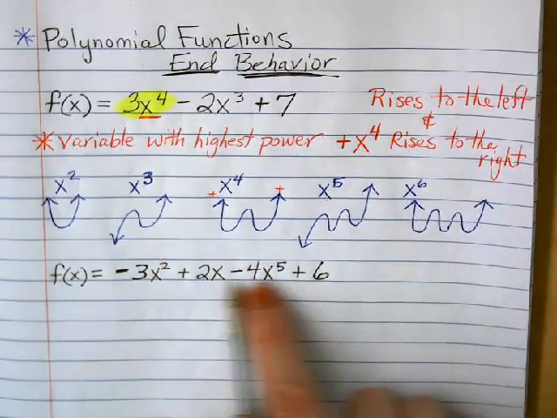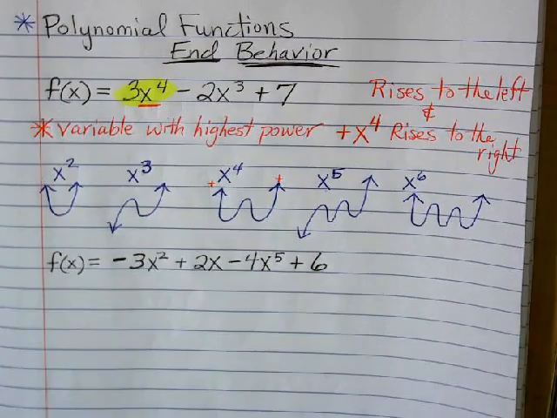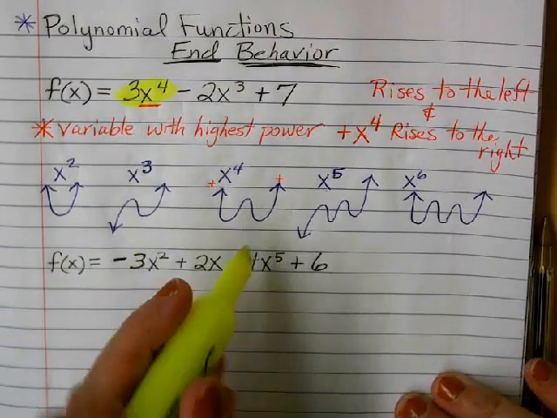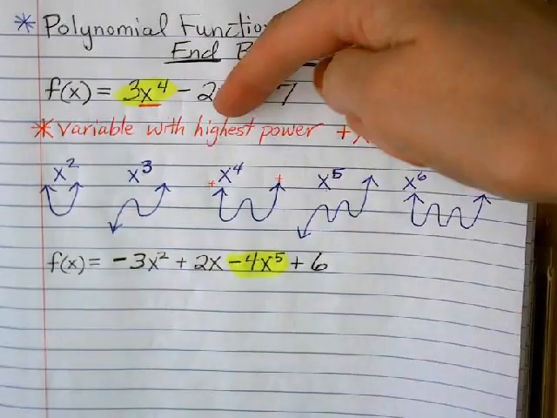Where's the variable with the highest power? Which one is it? Yeah, the -4 one. Good job. It's this one, this negative 4x to the fifth. That's the one that's the highest power.